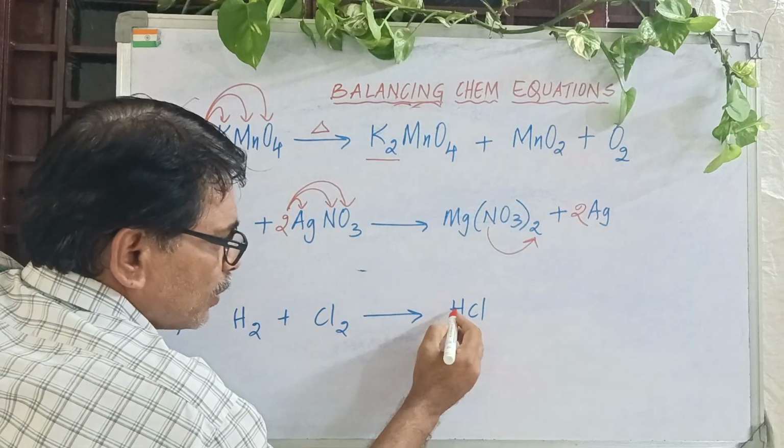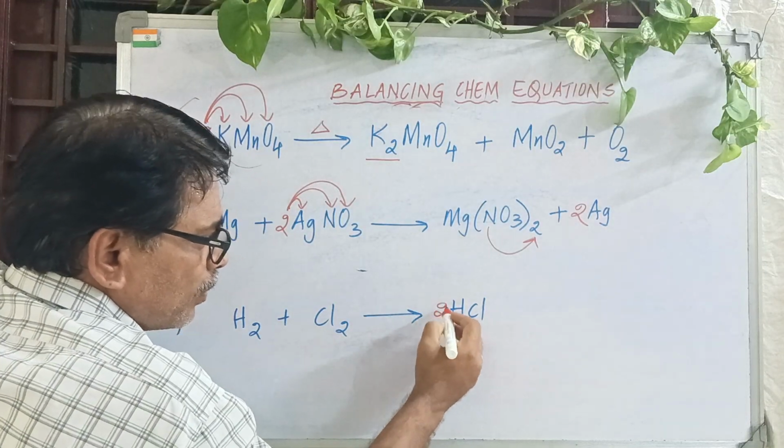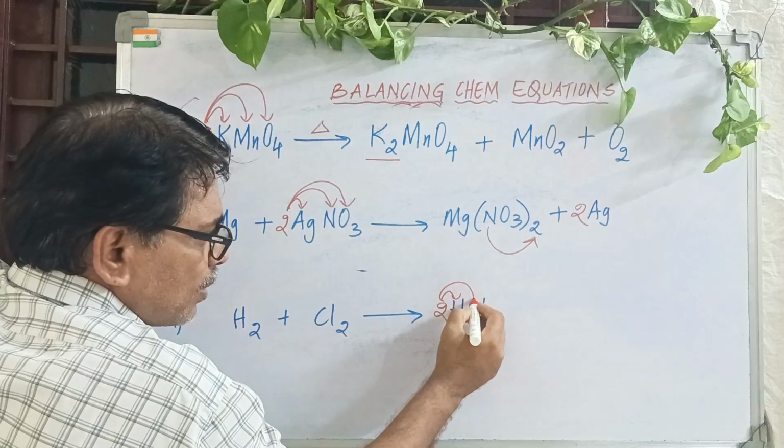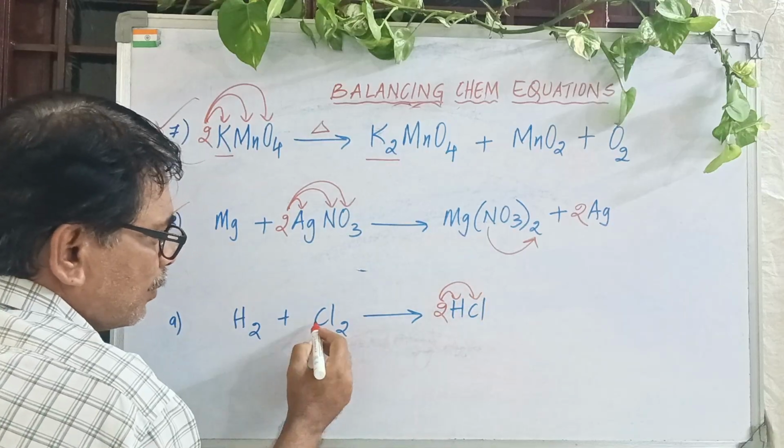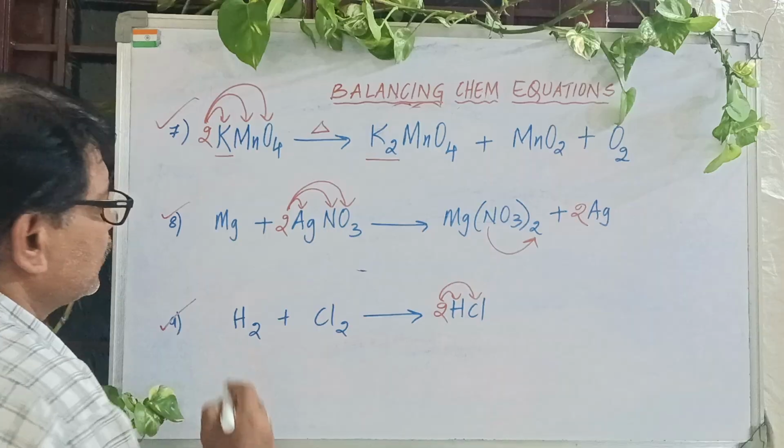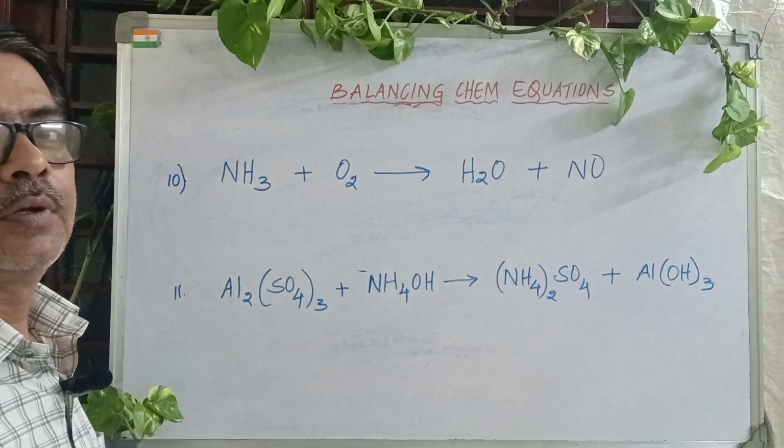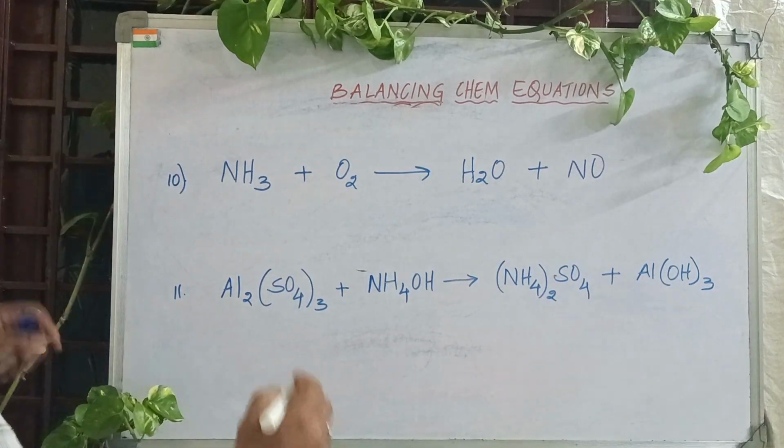H is 2. So for the sake of H, you put here 2. And this, as I told you, is applicable for both. So chlorines 2, chlorines 2. So it is balanced. Let's do the remaining two equations.